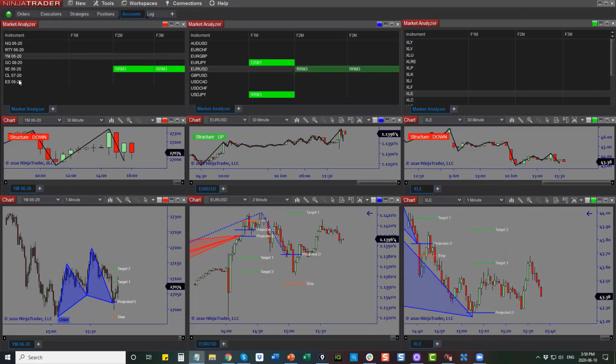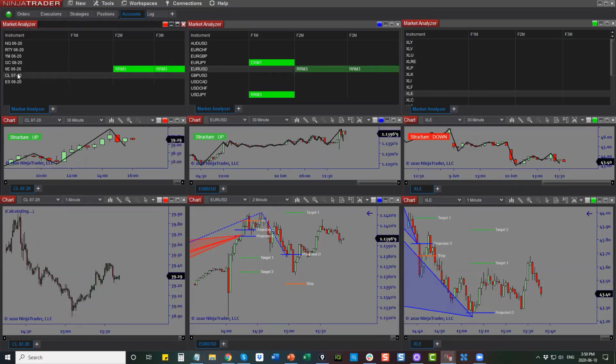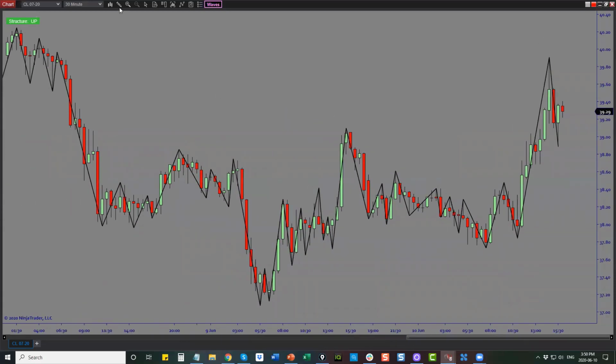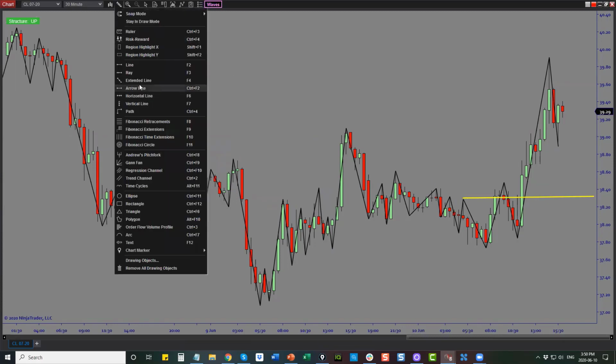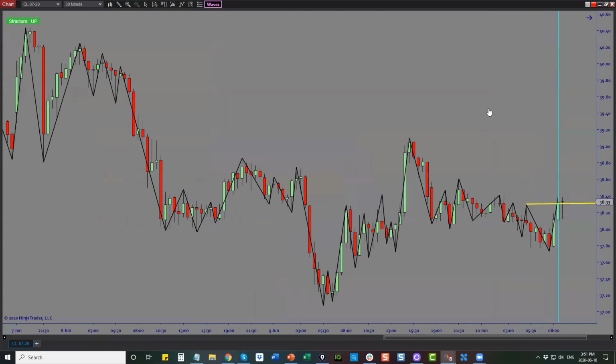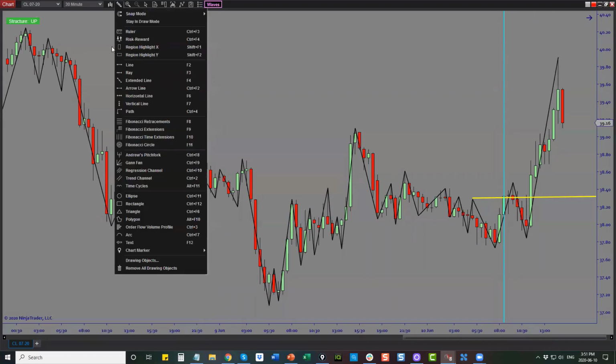Okay, let's go to crude oil. Pick crude oil. Give it some time here. Okay, so first and foremost, crude has up structure. Structure was up from here. Okay, so at that yellow line, from that candle to the right, I would only be looking at longs, okay? So let's just type this little text in here.